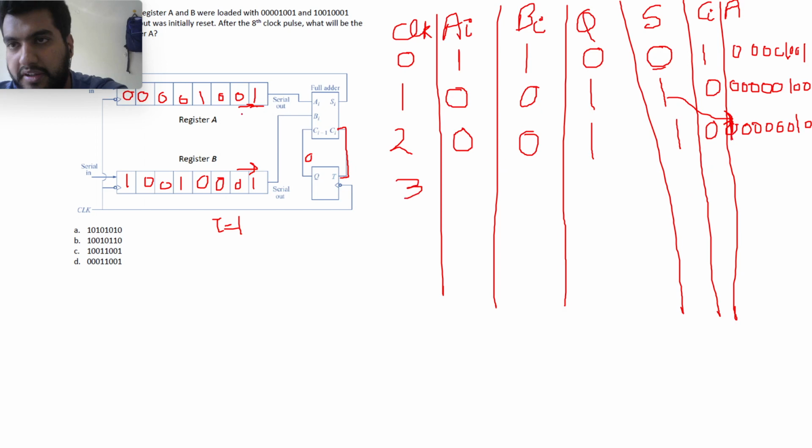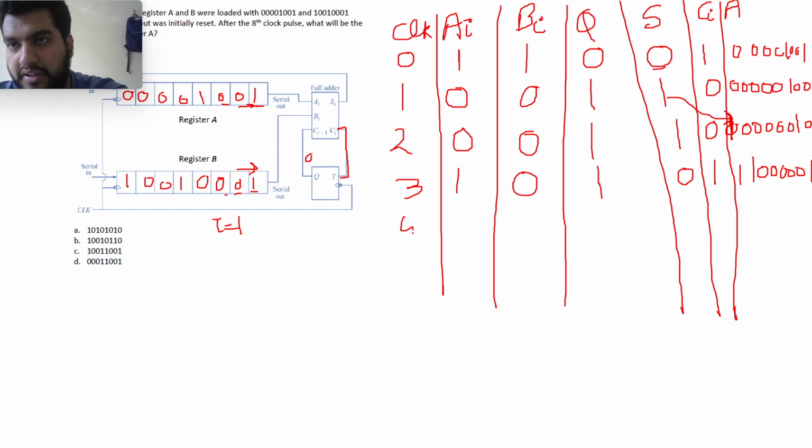My AI will be equal to 1, and my BI will be equal to 0, and my Q will be equal to 1 again because no toggling happens, as Ci is equal to 0. And my S will be, because Ci minus 1 was 1, so it will be 1 plus 1, that is 0, and carry will be 1. This 1 will come here, so the register will be 1 1, then 5 zeros, and then 1.